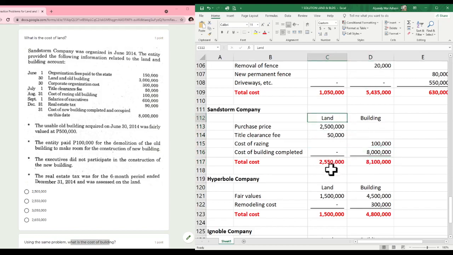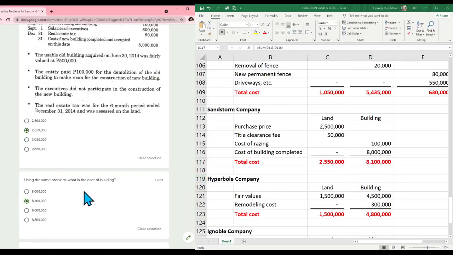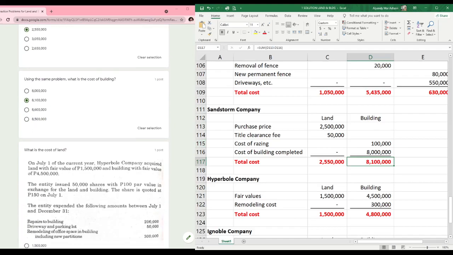So for the land, we have 2,550,000, that is letter B. And for the building, we have 8,100,000, that is letter B. Okay? That's for Sandstorm Company. Now, let's proceed to the next.